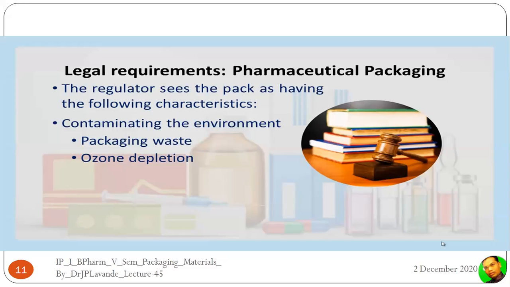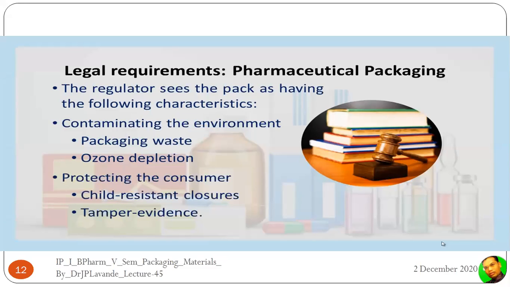And all these should be fulfilled by the selected packaging material and the pack. Protecting the consumer, like child-resistant closures and tamper evidence. The closure should be such that children should not be able to open it easily, because if they are in a position to open it, they can easily consume it, and that may lead to intoxication, adverse reactions. There should be a tamper evidence.